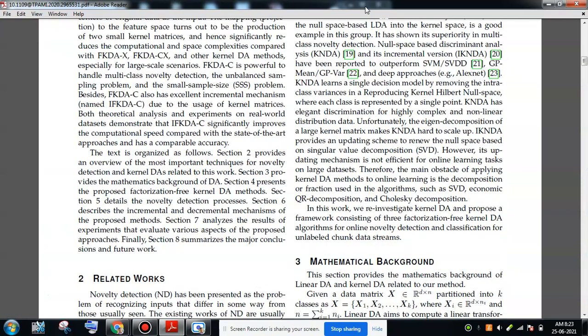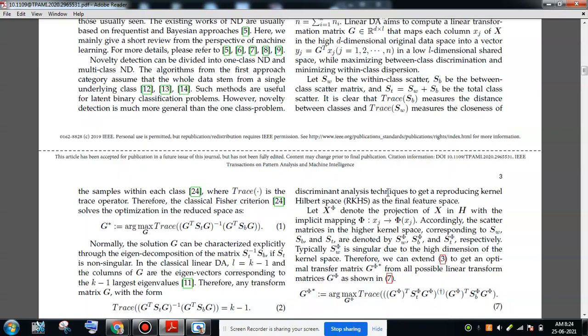Then here, what they have given are the sections they are presenting. In section 3, they want to provide the kernel novelty detection using DA, that is discriminant analysis. And section 4 presents the concept of factorization free kernel discriminant analysis. And section 6 describes the incremental version of their new proposals, and the 7th gives results, and the 8th summarizes the conclusion. And the related work is presented in number 2.